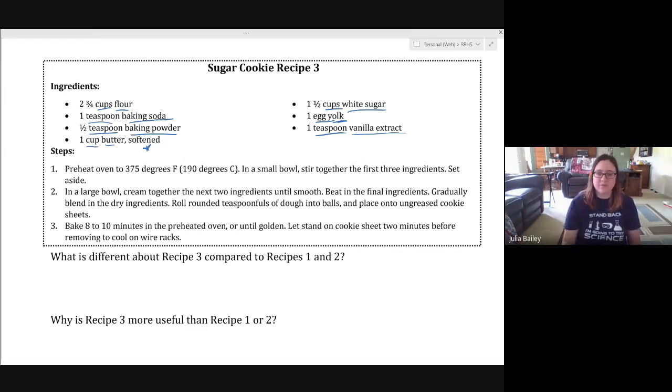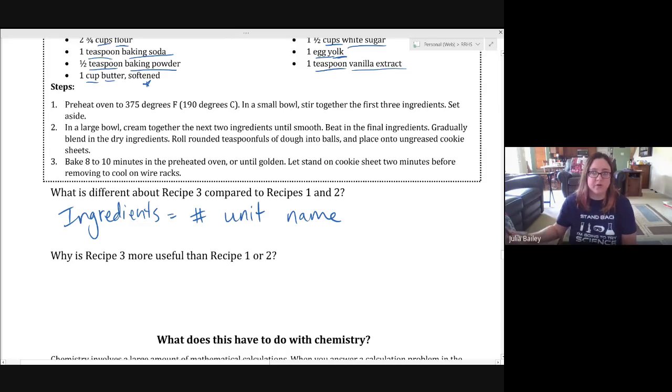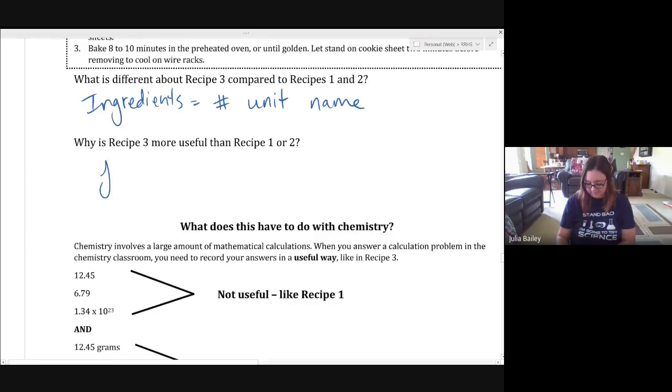What's different about this recipe compared to recipes 1 and 2? All the ingredients have a number, a unit, and a name for everything. So why is this recipe more useful than recipe 1 or recipe 2? Well, you could actually make it.